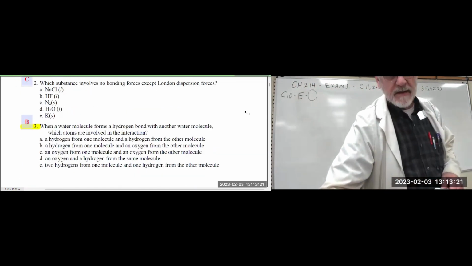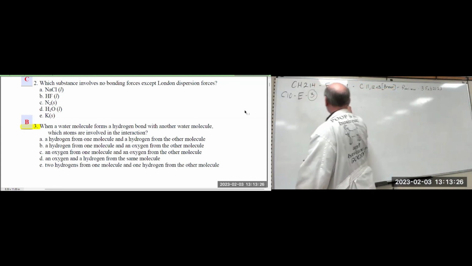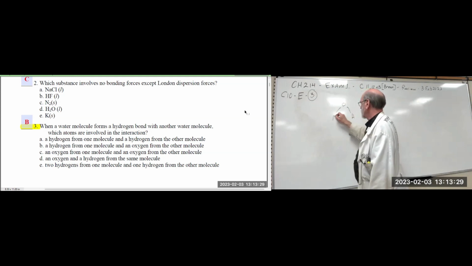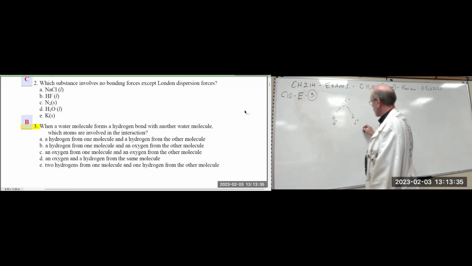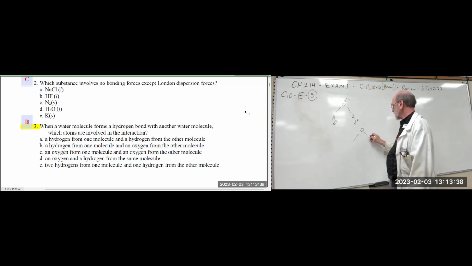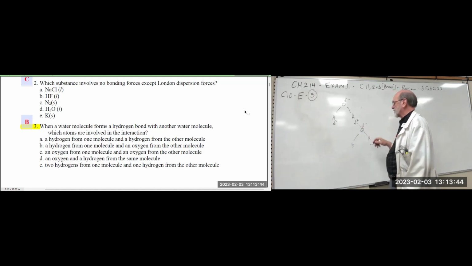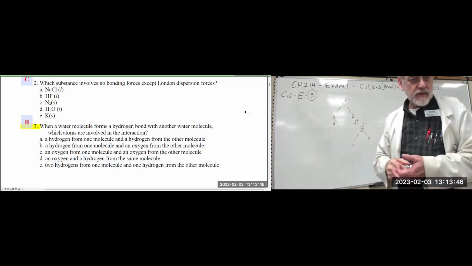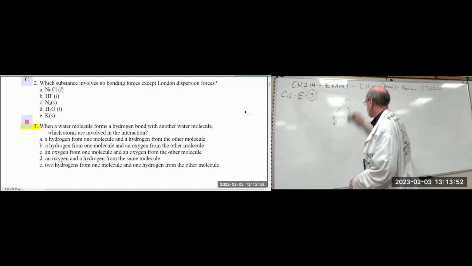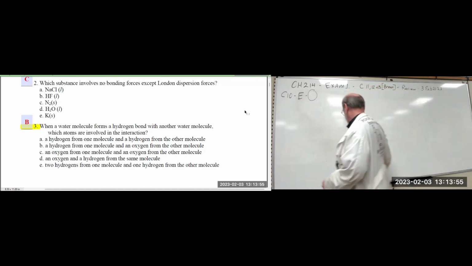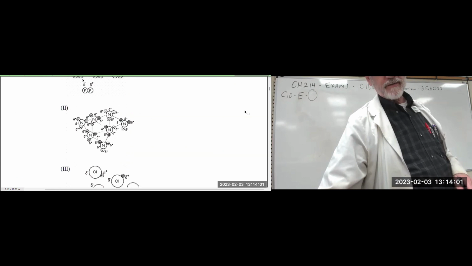All right. When a water molecule forms a hydrogen bond, we've got slight negative on this side, slight positive on this side, positive on that side. So when another water molecule approaches, it's going to orient itself so that the negative and the positive attract. So the best answer to that one is B. Hydrogen from one molecule and an oxygen from the other molecule form the bond. Now we can move on with new stuff. New old stuff.